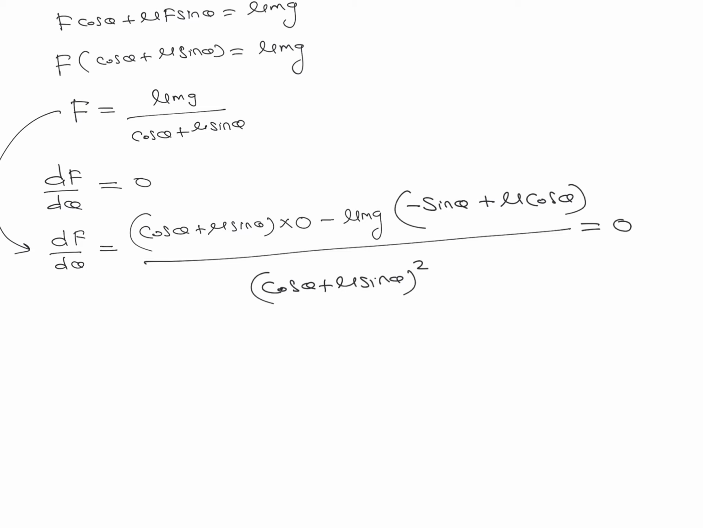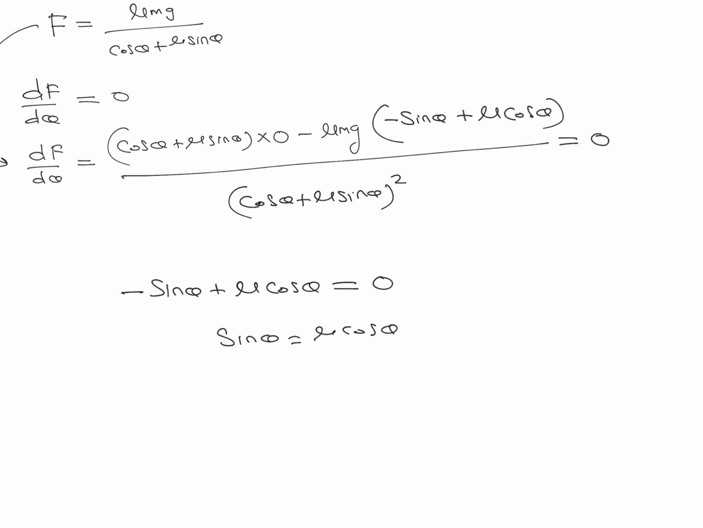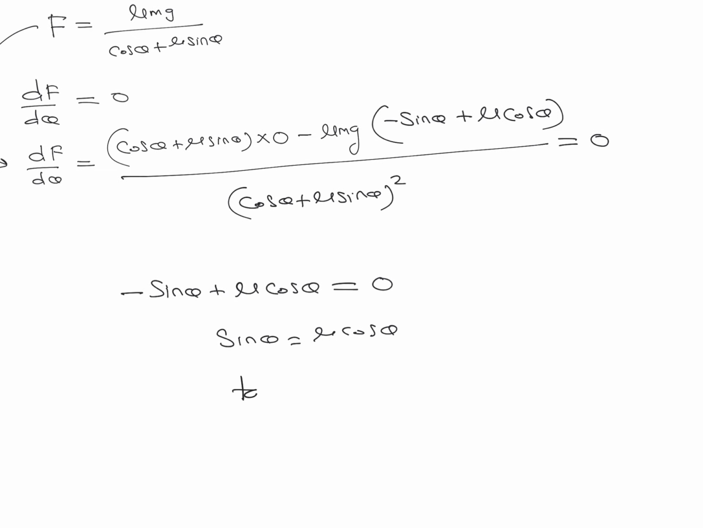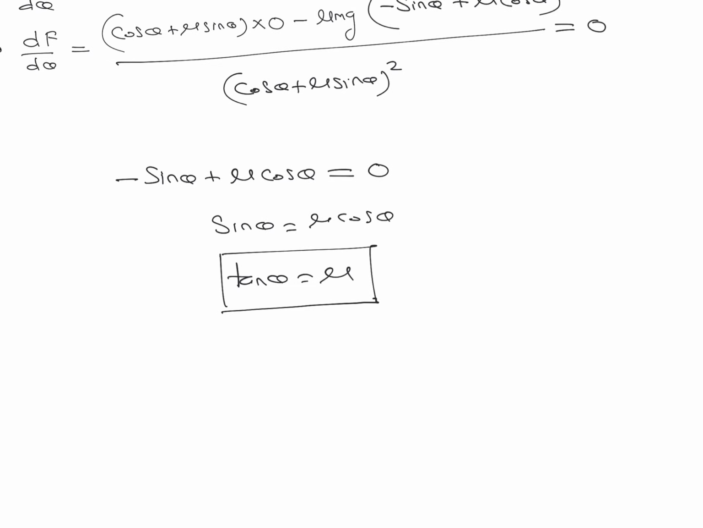So we can observe that these terms will cancel with 0. So we can write minus sine theta plus mu cos theta should be equal to 0, or sine theta should be equal to mu cos theta, or sine theta by cos theta, which is tan theta, should be equal to mu. So we can say that we should exert force at an angle theta where tan theta is equal to mu, or theta is equal to tan inverse of mu. Then we will be able to displace the object with a minimum force.